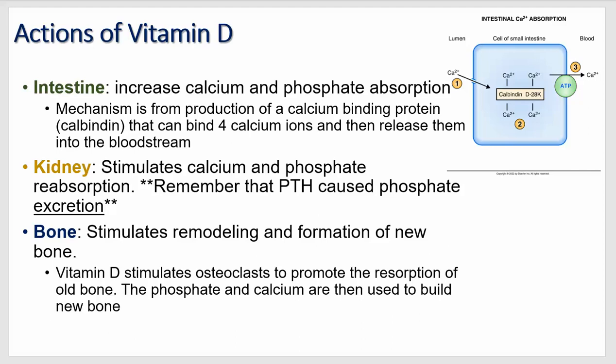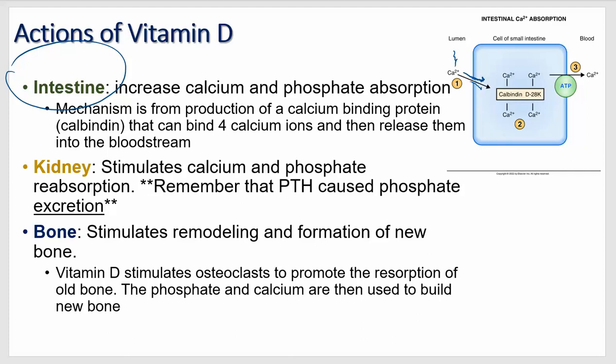Okay, so what is it doing? Actions of vitamin D: increase calcium and phosphate absorption. So this is in the intestine, okay? The mechanism is from production of a calcium binding protein, something called calbindin, that can bind 4 calciums and then release them into the bloodstream. So what are we talking about? We're saying that here is the calcium that's in the lumen of the stomach, and it can move into the cell, okay?